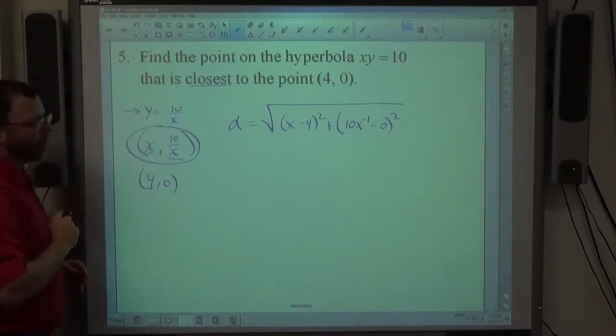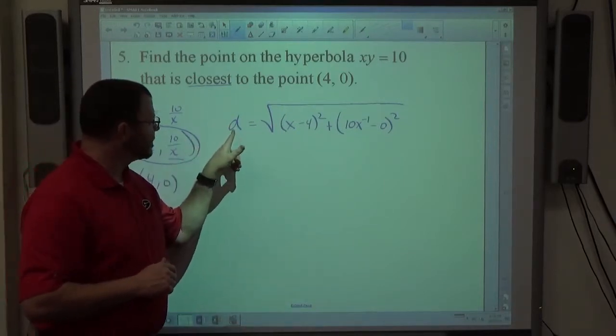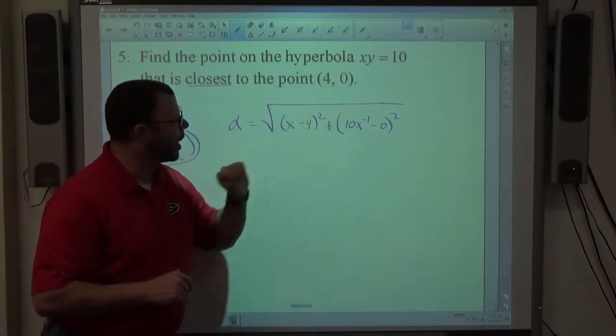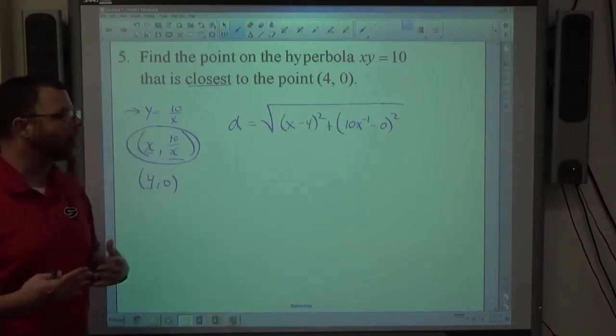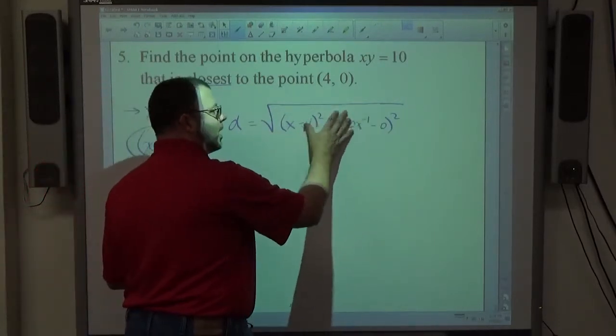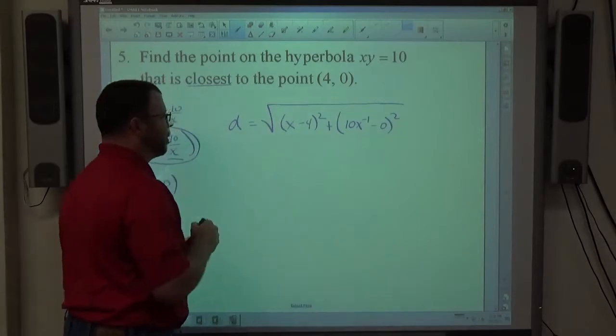So again, that's just applying the distance formula as is. What we're trying to do is minimize this, which means we're trying to minimize this radical. The property of radicals is that if what's inside is the smallest possible, then the radical is the smallest possible.